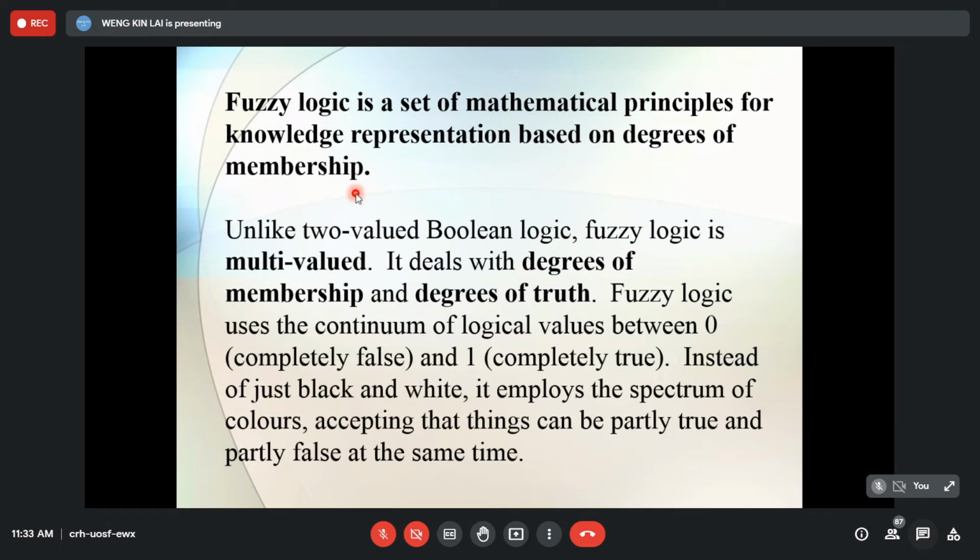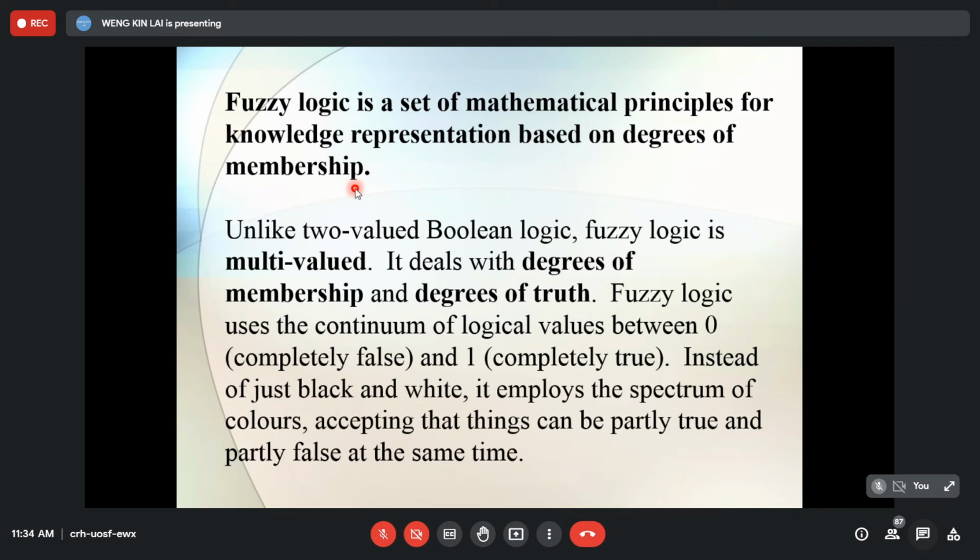You must pay attention. Unlike the earlier ones, your uncertainty theory, your certainty factors, and your Bayesian, this is now based on degrees of membership, not based on your probability. Neither is it based on your certainty factors. This is based on degrees of membership, and things become clearer as we go along.